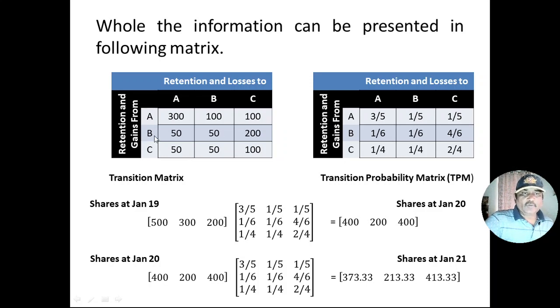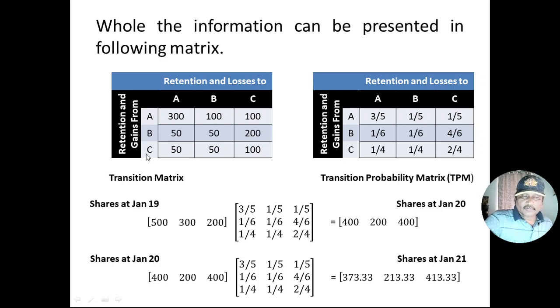Now let us see what happens with B company during 1st January 2019 to 1st January 2020. 50 customers B has lost to A and 200 customers B has lost to C. Total number of customers B was having at 1st January 2019 was 300. So out of that, 50 it has lost to A and 200 it has lost to C, means 250 lost and 50 retained. Therefore 50 are retained, right? That is the whole breakup of 300.